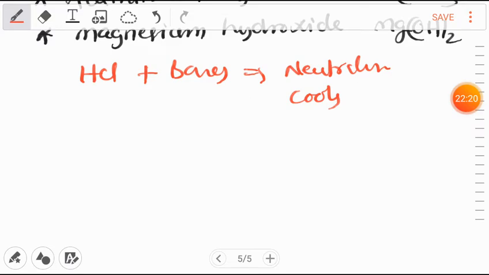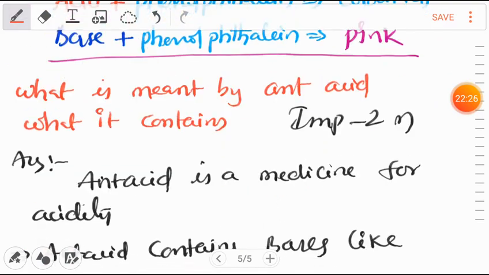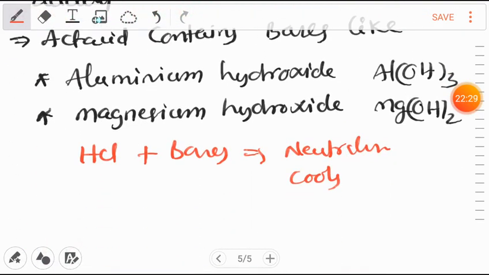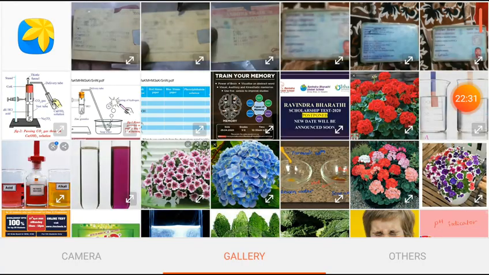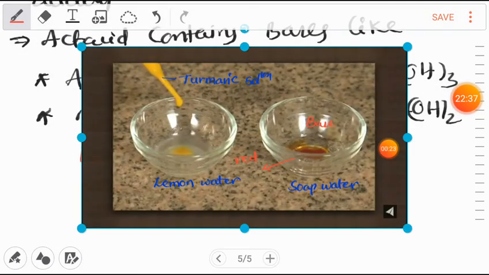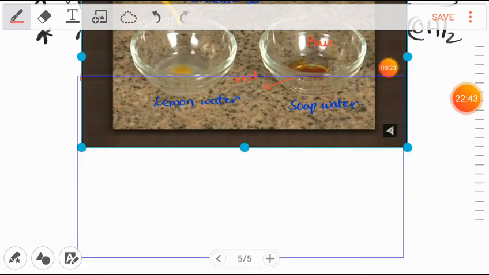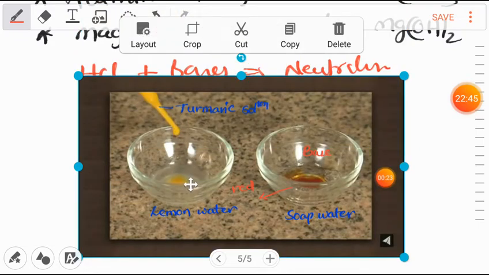Next, we'll see images. See, this is the turmeric powder. Once you see, turmeric powder, they are adding lemon juice. Lemon juice is acid, no change. Turmeric powder, they are adding soap water. Then what color is it? Red color. You see? So this is red color.